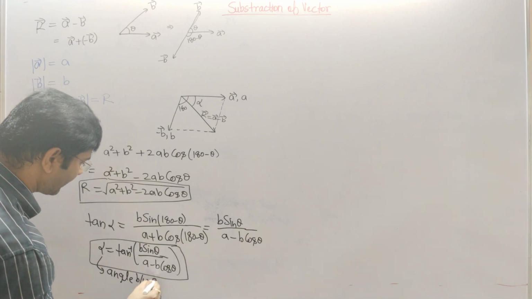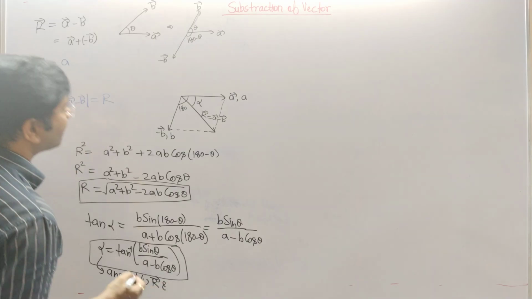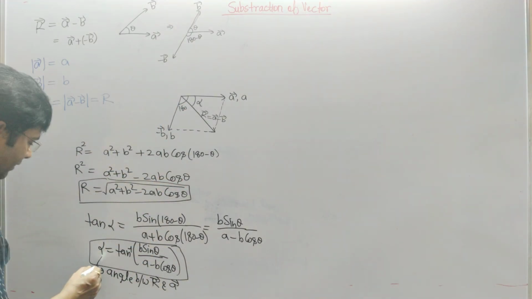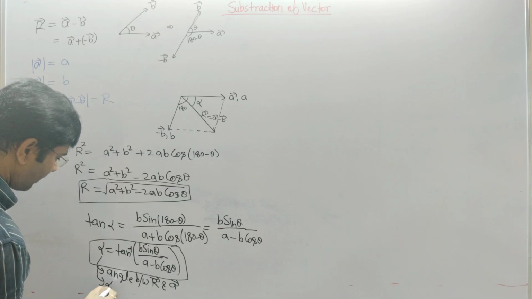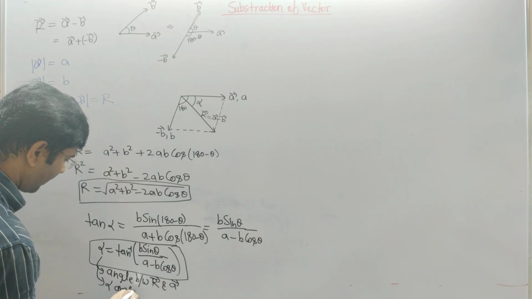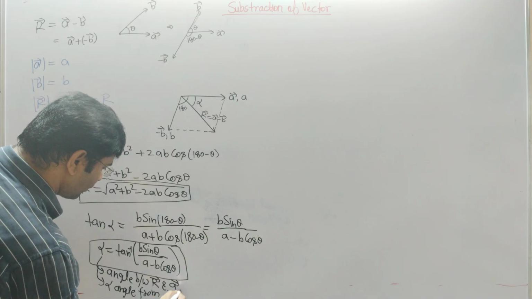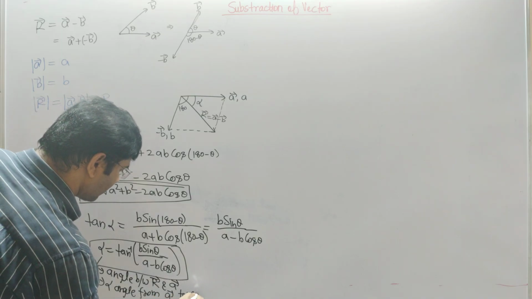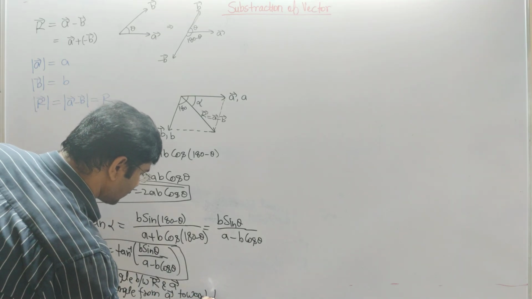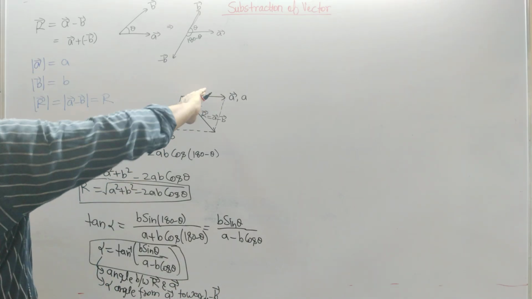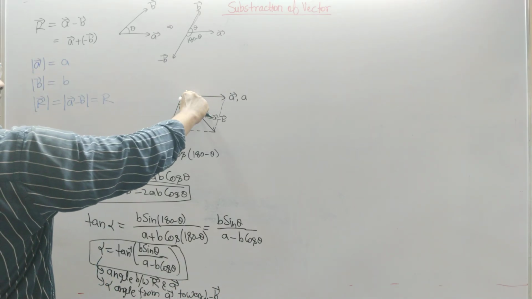the angle between vector R and vector A. Or we can say alpha is the angle from vector A towards minus vector B. Okay, so from vector A towards minus vector B. So this is alpha, this is angle alpha.